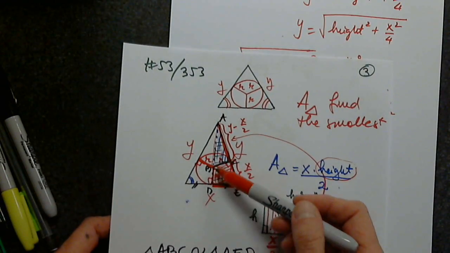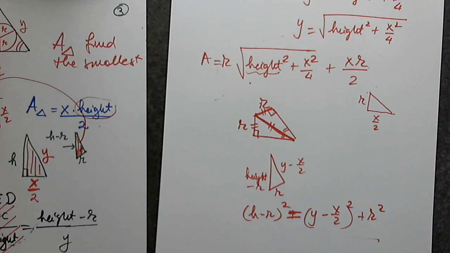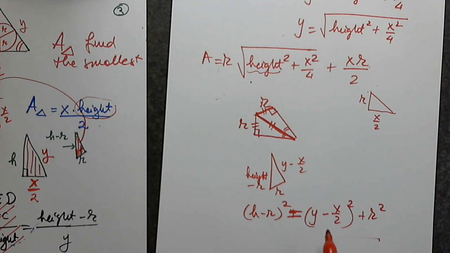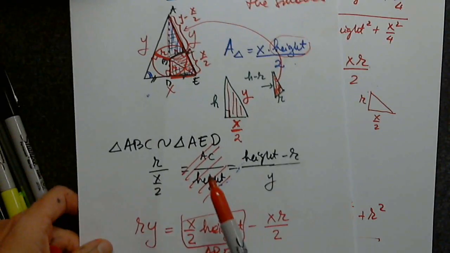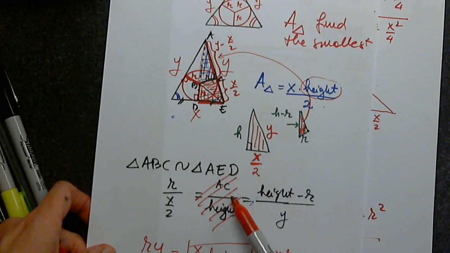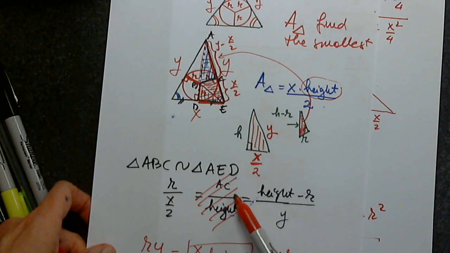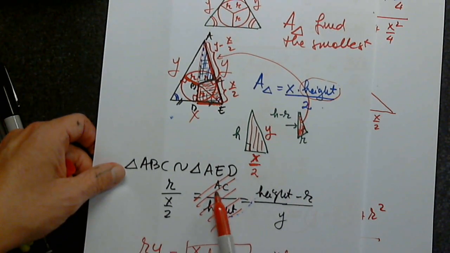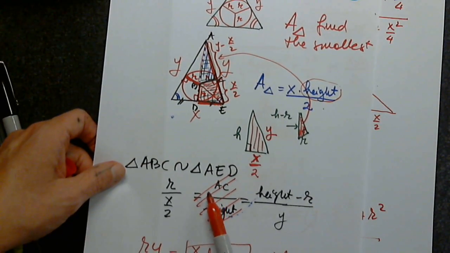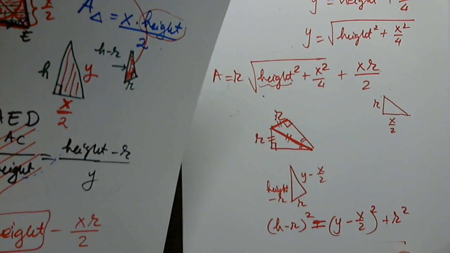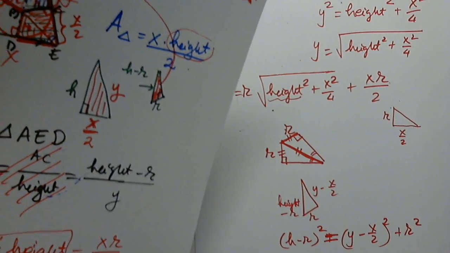We are only given r. We also determined this is AC, so I could come back here, because I determined AC as y minus x over 2. Okay, let's do that.